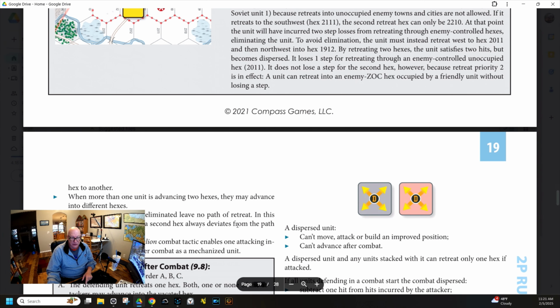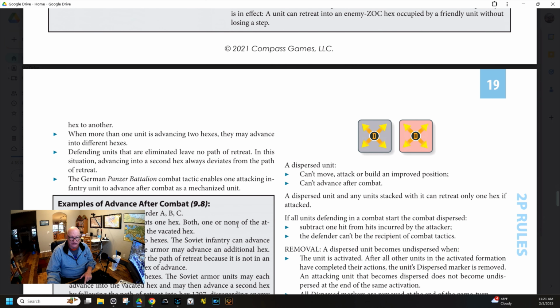another. When no more than one unit is advancing 2 hexes, they may advance into different hexes. Defending units that are eliminated leave no path of retreat in this situation. Advancing into a second hex always deviates from the path of retreat. A German Panzer battalion combat tactic enables one attacking infantry unit to advance after combat as a mechanized unit.